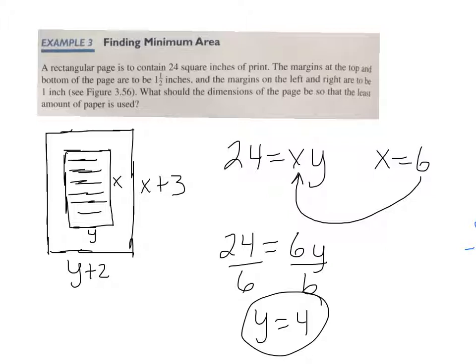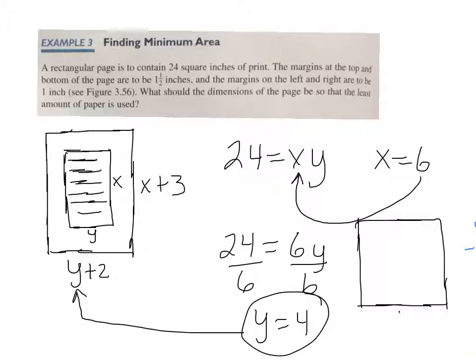Okay? So my whole piece of paper, I'm going to plug 4 for y. So the dimensions are, on my piece of paper, the bottom of it, okay, should have been 6 units. And the length should have been 6 plus 3 units, which is 9. So 9 by 6 will produce us a piece of paper with 24 inches of square print, but it minimizes the size of the piece of paper. And so you can see it asks, what should the dimensions of the page be? It should be 9 by 6. And that minimizes the amount of paper that needs to be used.